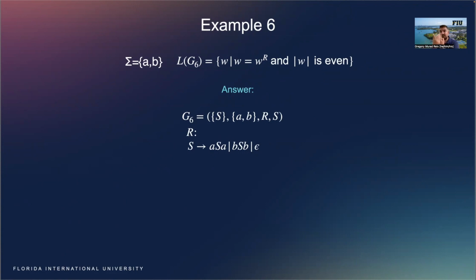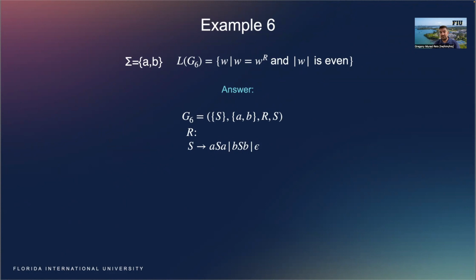If I add one symbol in the middle, that automatically makes the string odd. Why? Because you're always adding two characters at a time. If you put one single symbol in the middle, it will turn that length into an odd length. And we don't want that. So the middle symbol in the end has to be empty to guarantee that it's even, and it's a palindrome.